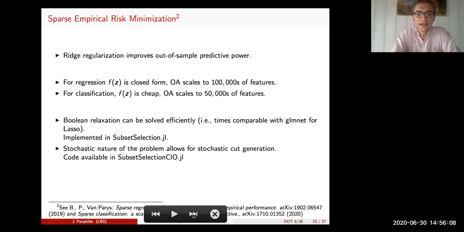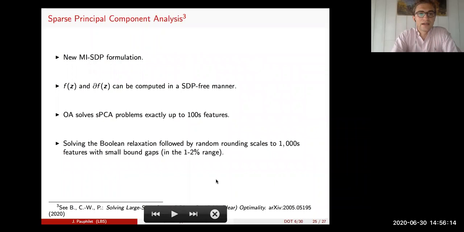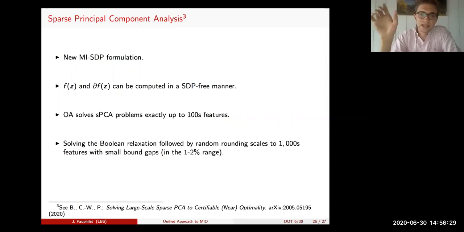And finally, another example we looked at recently was sparse principal component analysis. Here, it actually required quite some work on our side to formulate this as a mixed integer SDP problem. And the nice thing is that we show you can compute the objective value and subgradients in the cut generation problem without solving any SDP, which makes the approach very appealing in this case.